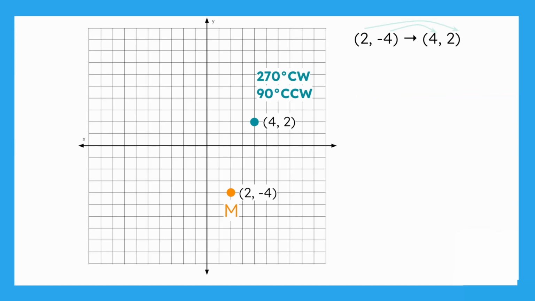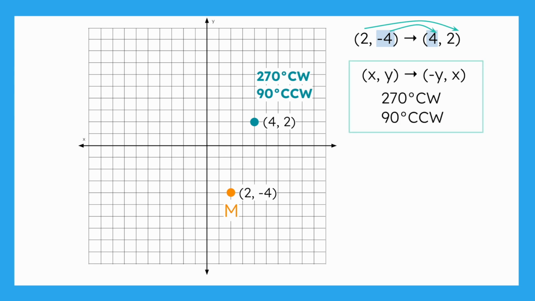Since the x and y coordinates switched, we can write the new coordinate as y, x. Do we need to include a negative sign somewhere? Since the original y-coordinate -4 becomes its opposite, +4, the y needs a negative sign. This is the coordinate notation we can use to perform a 270-degree clockwise or 90-degree counterclockwise rotation.